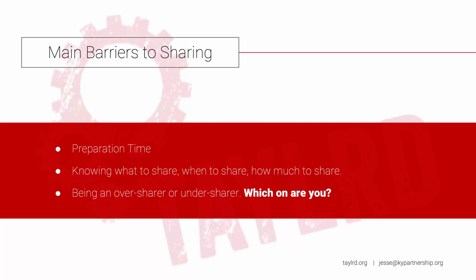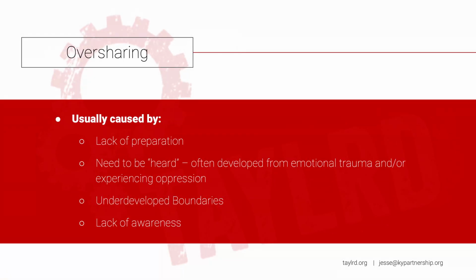The next few slides talk about oversharing and undersharing in more detail. Maybe you can find something that resonates with you. Oversharing can be caused by a variety of things. In general, a lack of preparation can lead to the need to ramble or process out loud in order to get your point across. Also, a general and deep need to feel heard can cause oversharing.